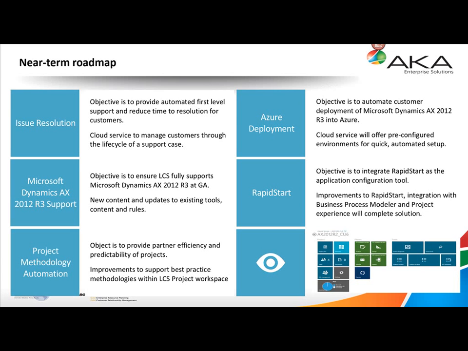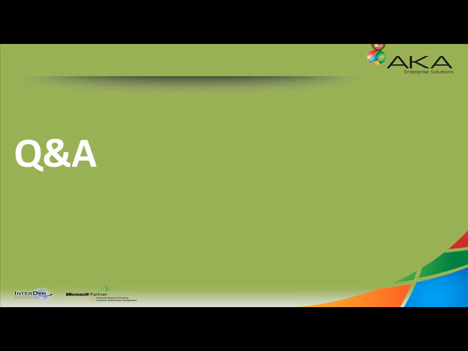Then more automation around project methodology, more best practice within the project workspace, then the Azure deployment, integration into Rapid Start. So these are a few things that are coming very shortly after R3 is in GA, which it got, I think, on May 1st this year. So there are a lot of things to look forward to.